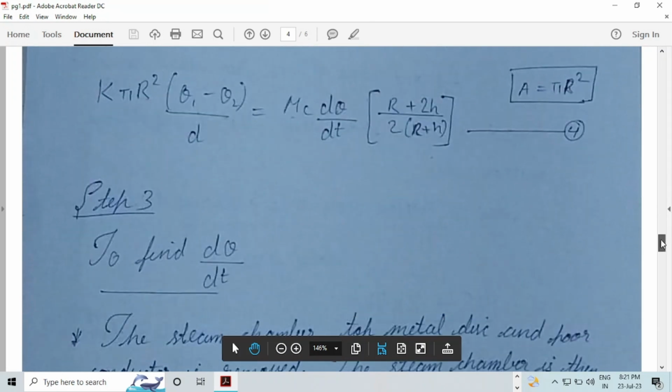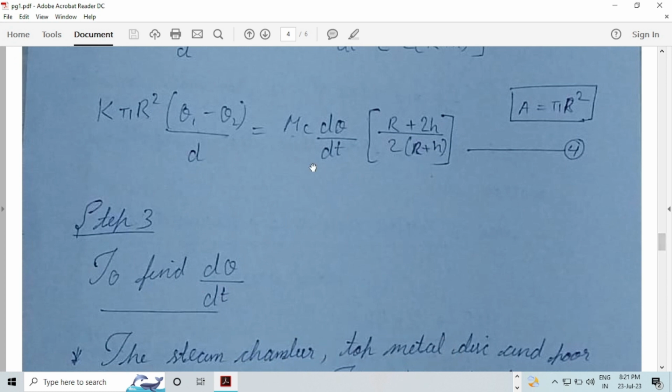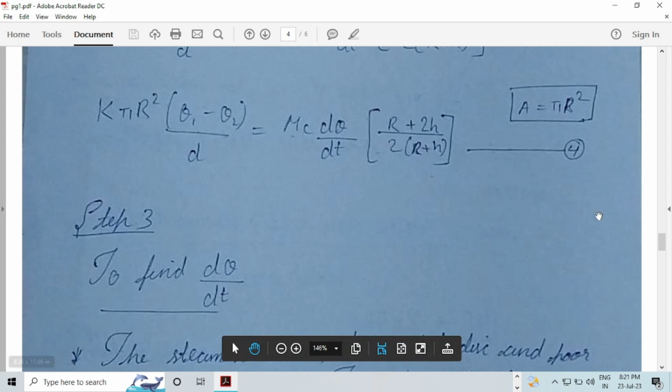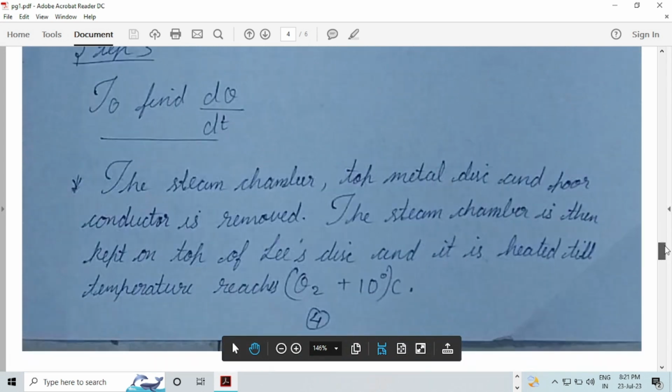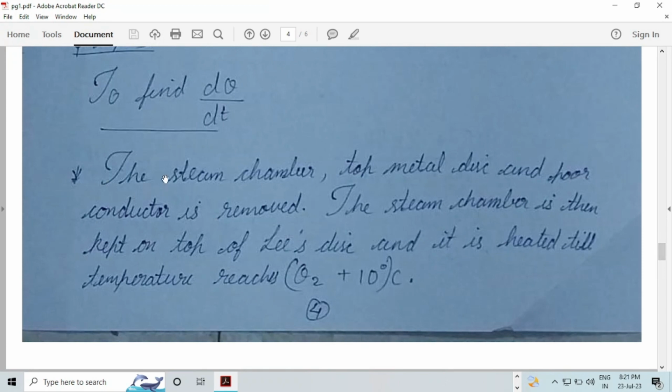Now in step 3, we have to find d theta by dt. Other all terms are known. Only d theta by dt is unknown. So we have to find d theta by dt. It is actually rate of cooling, rate of cooling of the metal least disk. To find d theta by dt, the steam chamber, the top metal disk and poor conductor is removed.